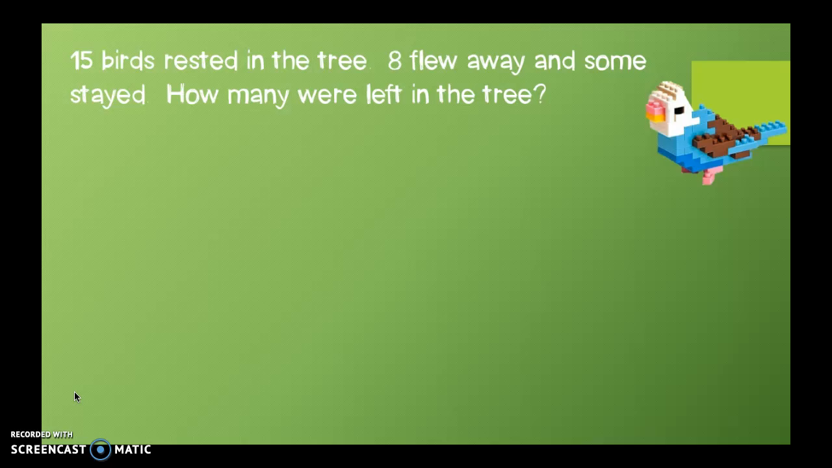I know if there were 15 and 8 flew away, well, if they're flying away, that means they're leaving. So that must mean in my brain we're subtracting. So I can go ahead and write my good number sentence already. 15 minus 8 equals something. Can you go ahead and write that on your dry erase board? 15 minus 8 equals something.